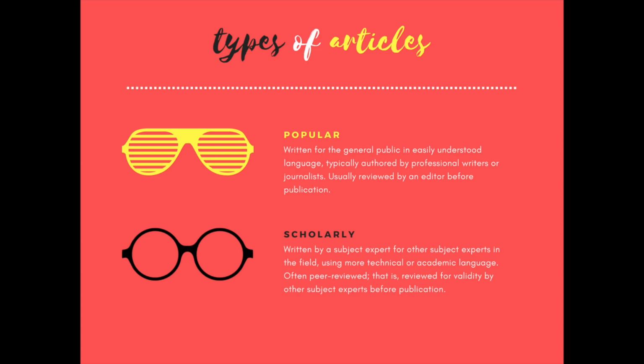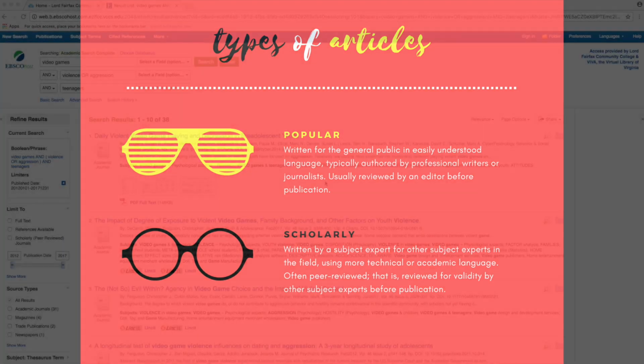Scholarly articles, on the other hand, are written by subject experts who have credentials in the topic being discussed. Many scholarly articles are also peer-reviewed, meaning other subject experts have read and evaluated the article for credibility before it's accepted for publication. Because of this scrutiny, scholarly articles are considered more reliable sources.